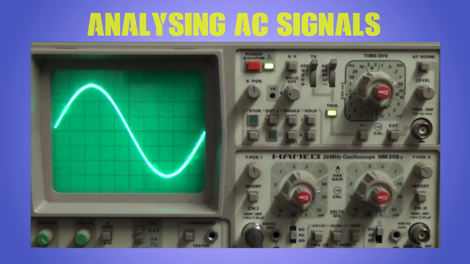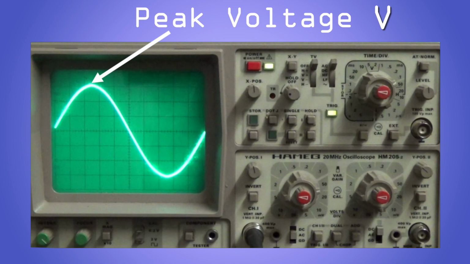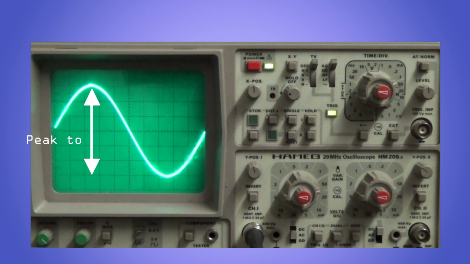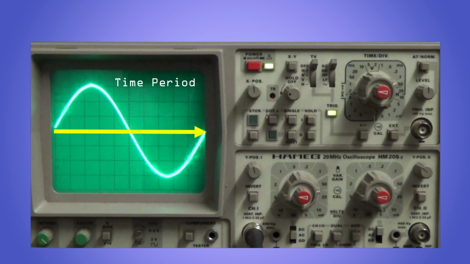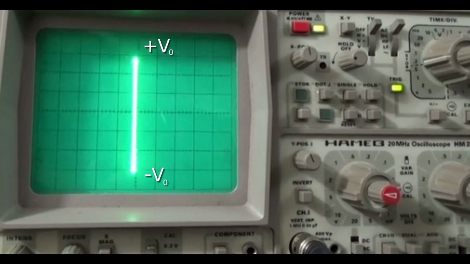The main properties of AC signals that you need to know are the peak voltage, which is the voltage reading taken from the highest positive point of an AC waveform, the peak-to-peak voltage, which is the difference in amplitude between the highest positive point and the lowest negative point of the AC waveform, and the time period, which is the time taken for the signal to complete one full wave cycle. If you switch the time base off, the AC signal will be displayed as a vertical line between its positive peak voltage and its negative peak voltage.